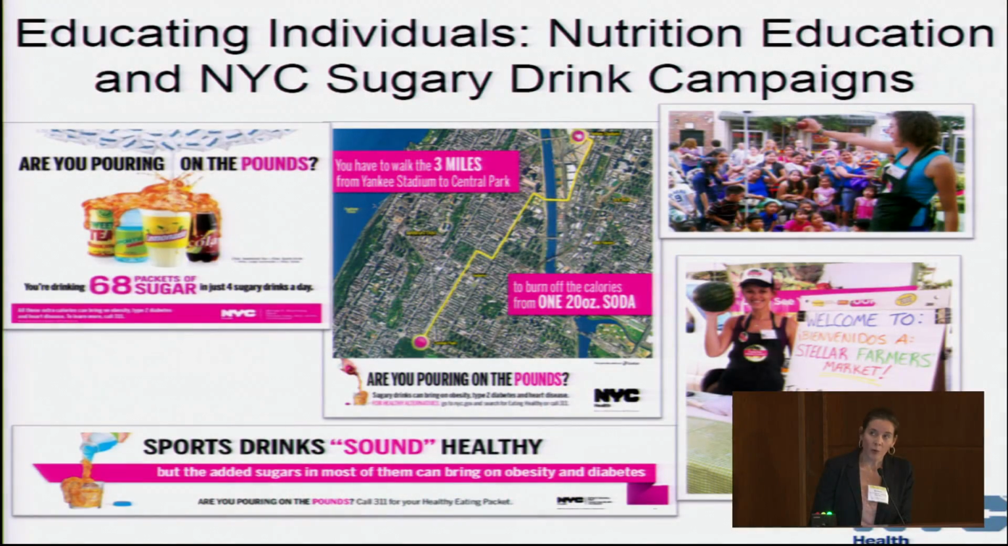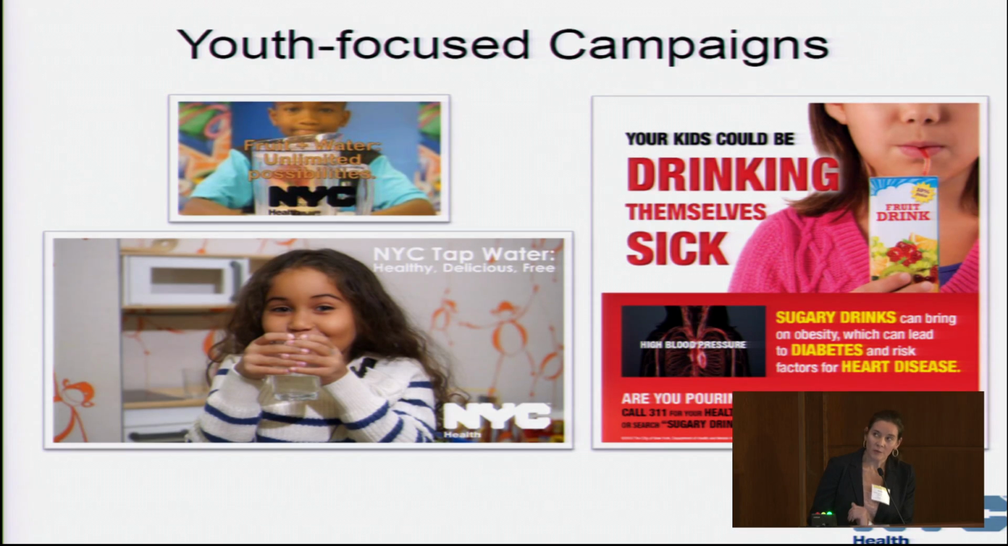So we've had mass media marketing campaigns since 2009. And you can see they take a variety of forms from quite graphic, the Pouring on the Pounds campaign, to the more logic-minded MAPS campaign, which showed how far you'd have to walk from well-known New York City landmarks in order to burn off sugary drinks. We also have had specific campaigns that have been oriented towards youth. You can see here the tagline, "Your kids could be drinking themselves sick," and it's featuring actually a fruit drink to draw that distinction between 100% juice and fruit drinks, as well as a focus on water promotion.